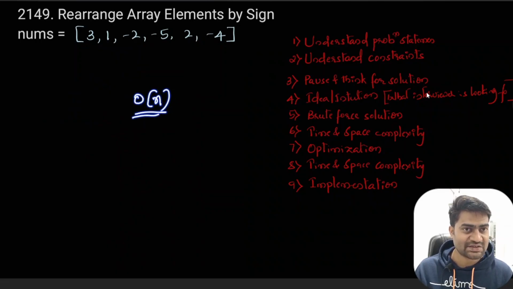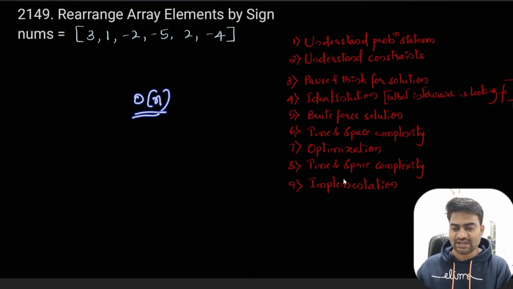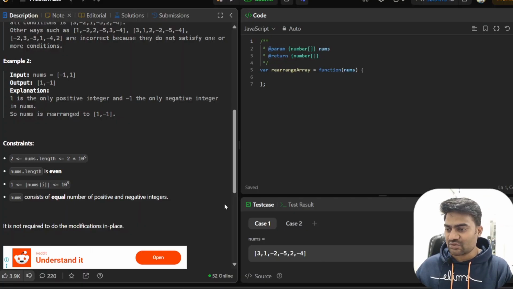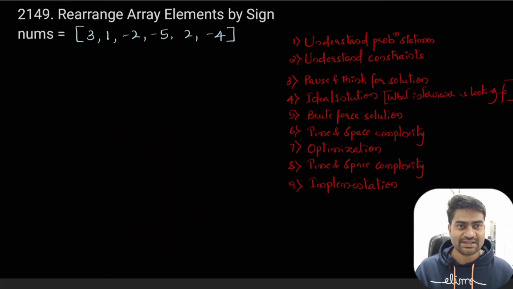Space complexity is not really mentioned. If you look at the problem statement, let me go back, it is not required to do the modification in place. So that is one thing. If that is the case, then using extra space of O of n is okay here. With that, let us try to come up with the brute force solution for this problem.